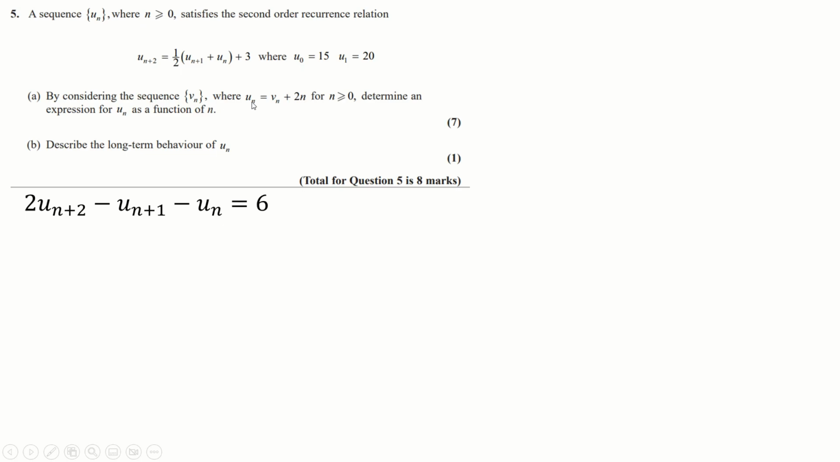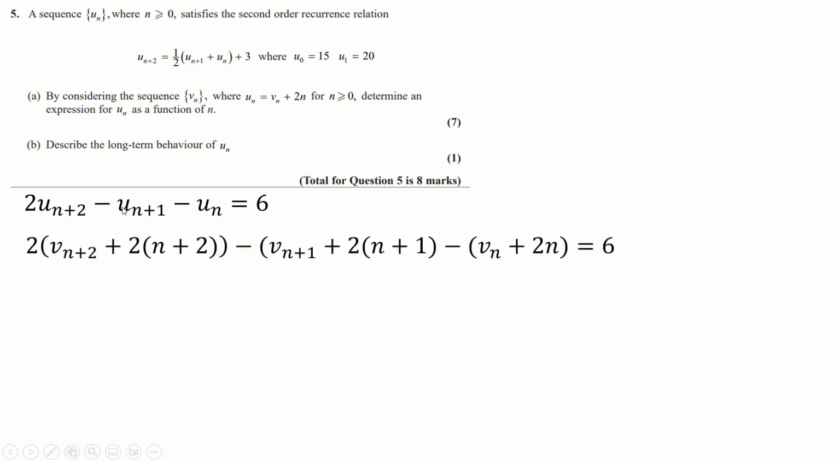So here, u_{n+2} is just v_{n+2} + 2(n+2). So I'm just going to shove that result in there, and likewise shove this in there, and then this is just what they gave me. All I've done there that's intelligent really is replace this with an n+2, just because I replaced those with n+2s as well.